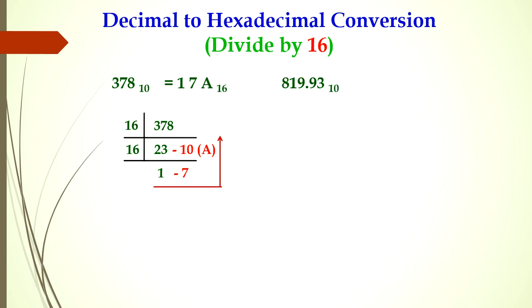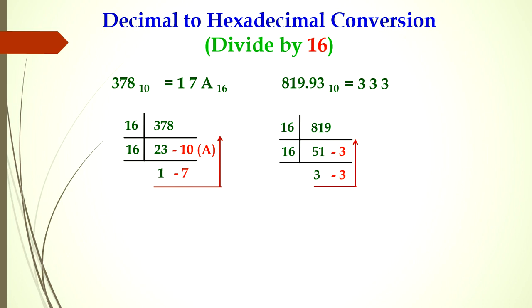The next example is a decimal number with a fractional part. First we have to go with the whole value, which is 819. When we divide it by 16, it will be 51 with the remainder of 3, and then for the next step, it is 3 with the remainder of 3. So the result is 333.